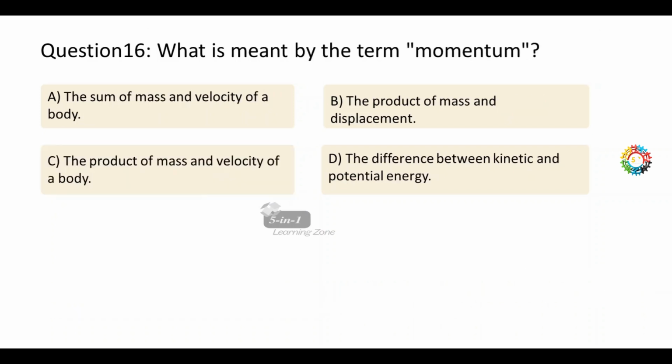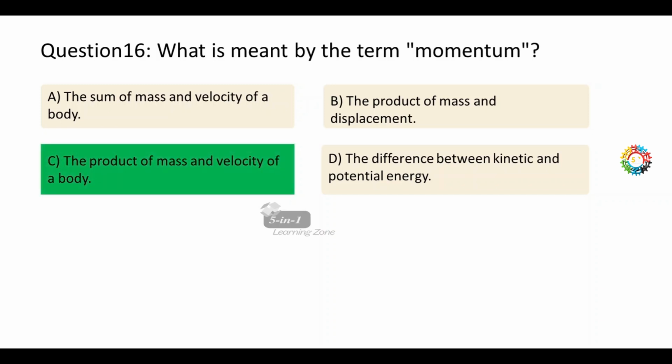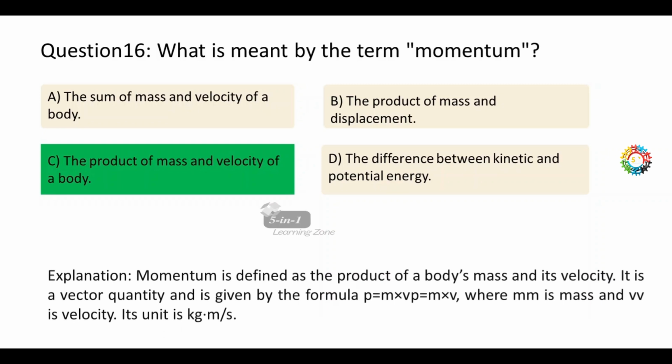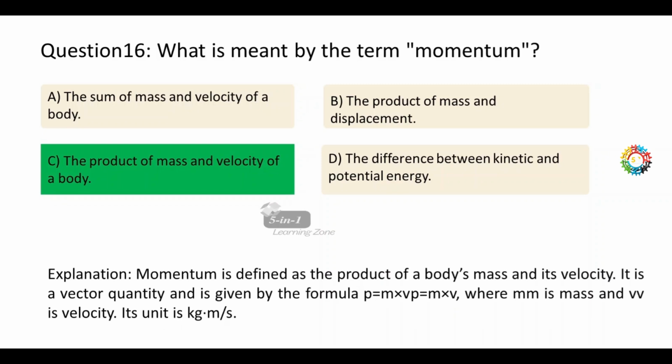Question 16. What is meant by the term momentum? Answer C. The product of mass and velocity of a body. Explanation. Momentum is defined as the product of a body's mass and its velocity. It is a vector quantity and is given by the formula P equals m times v, where m is mass and v is velocity. Its unit is kilogram meter per second.